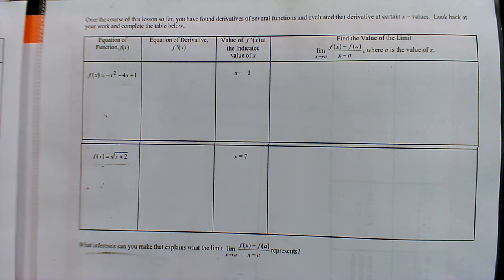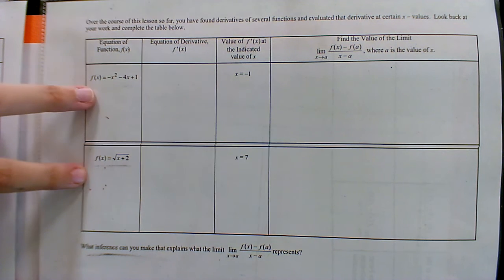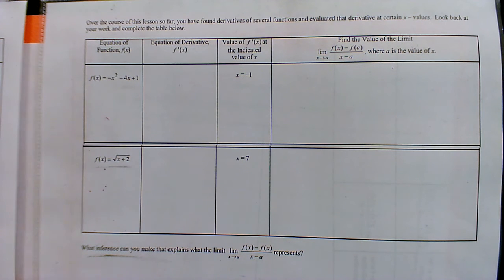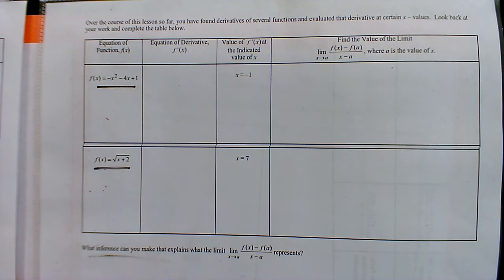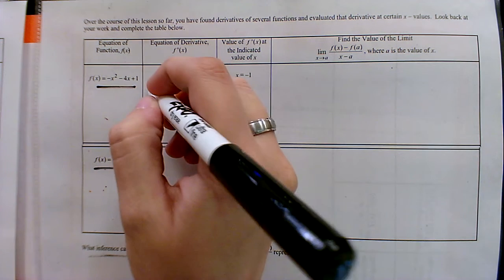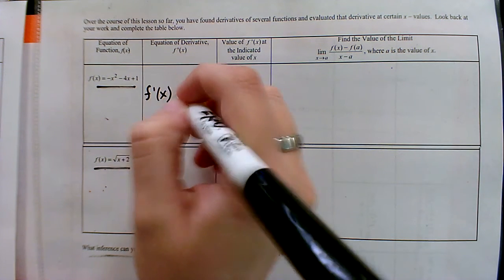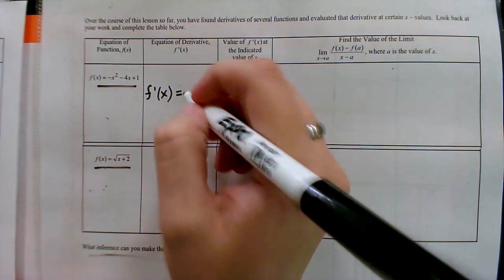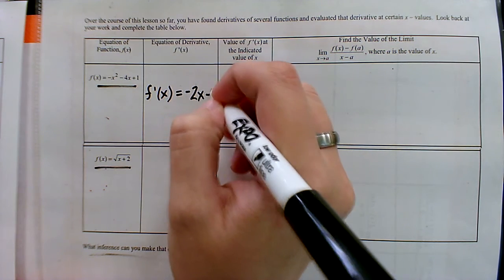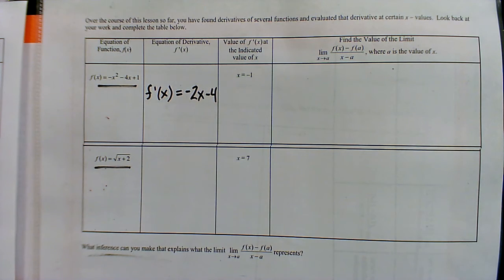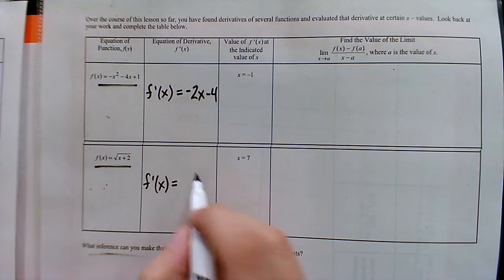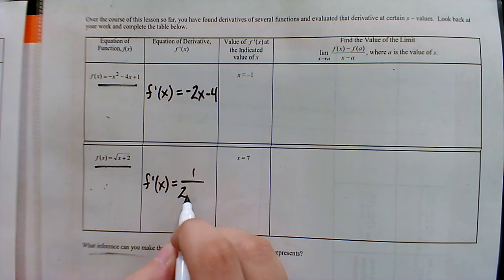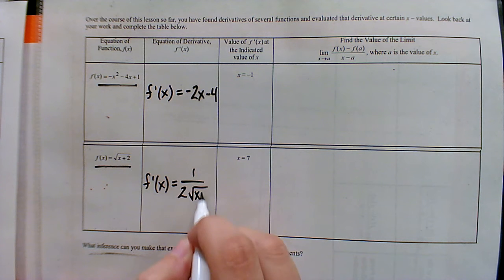So we're going to break down two of the equations we've looked at so far in this section. One of them is the quadratic one, and then I believe we used the square root one yesterday. If you look back in your notes, we found that the derivative for the quadratic function was negative 2x minus 4. And the derivative for the square root was 1 over 2 times the square root of x plus 2.